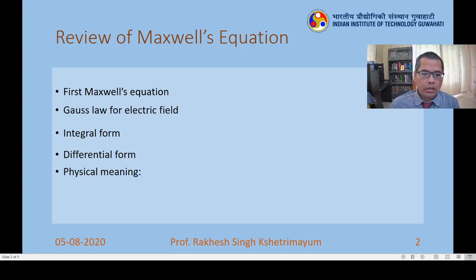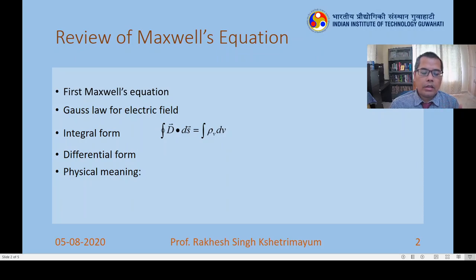The first Maxwell equation is Gauss law for electric field. So what is the first Maxwell equation? Gauss law for electric field. The integral form, we can write it like ∮ D · dS = ∫ ρv dV. So in the left hand side, what do we have? D is the electric flux density. So you are doing a surface integral of electric flux density over a closed surface. You have a circle in the integral, and the circle says that this is a closed surface. You are doing the integral of electric flux density over a closed surface.